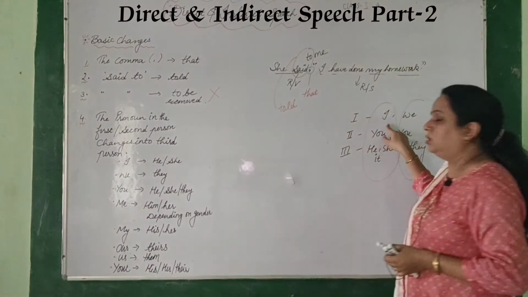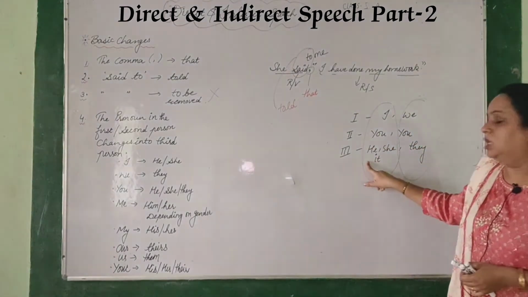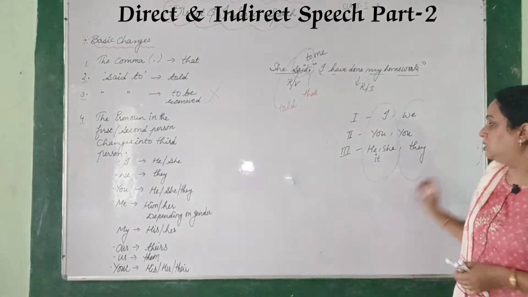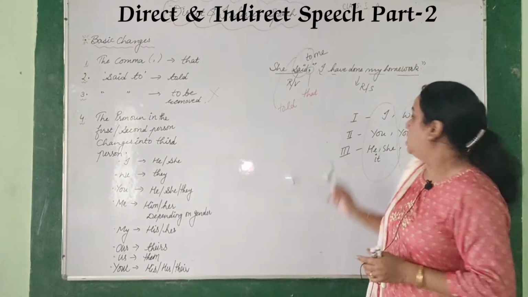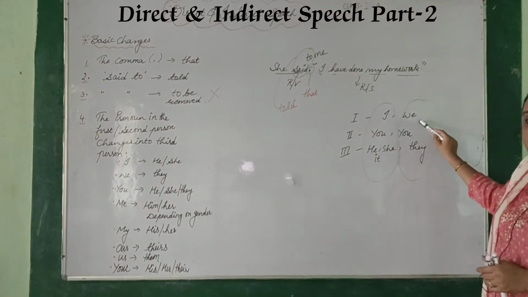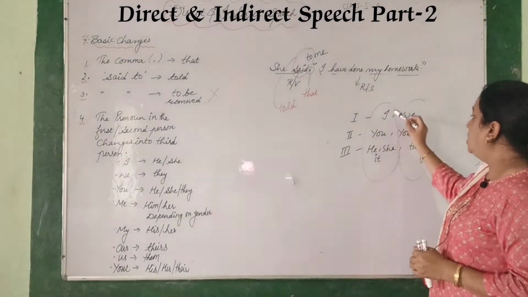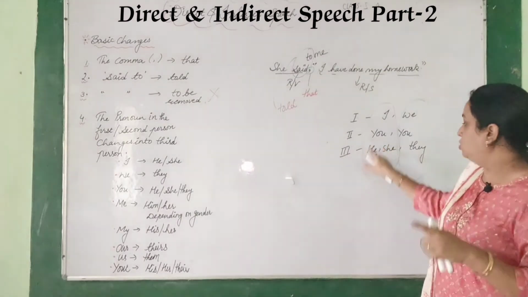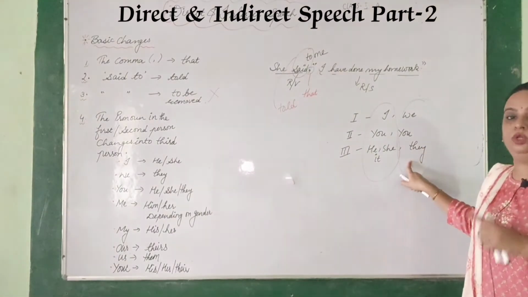So if I is given in the direct speech, we have to change it into third person, that is he or she, according to the pronoun given in that particular sentence. I changes to he or she. We changes to they, the third person plural. You changes according to use: if that you is used for singular, we change it into he or she, but if it is used for plural, it will be changed into they, right?